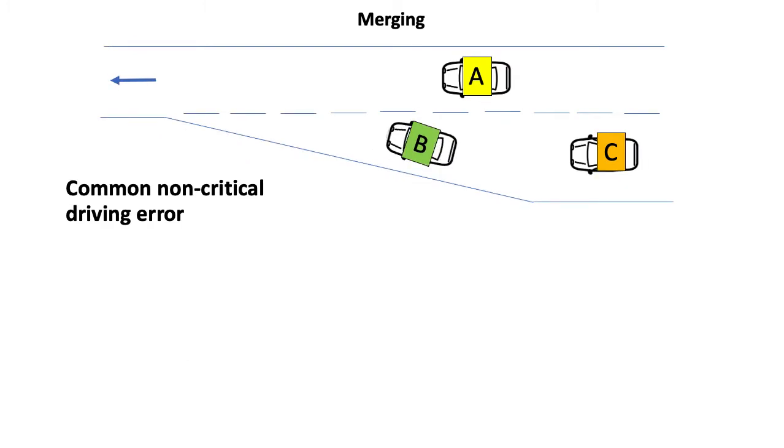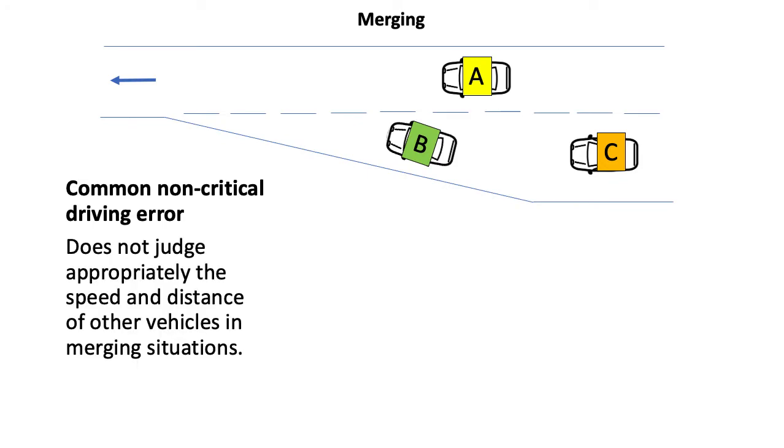This one, the broken line continues all the way along. So in this case, vehicles B and C need to give way to vehicle A. So vehicle A would come through, and then if safe, B and C would indicate, mirror, shoulder check, and move across when safe. So a common non-critical driving error does not judge appropriately the speed and distance of other vehicles in merging situations.